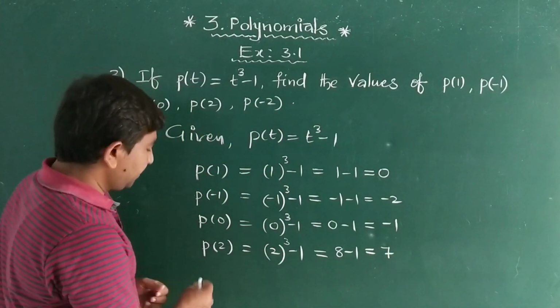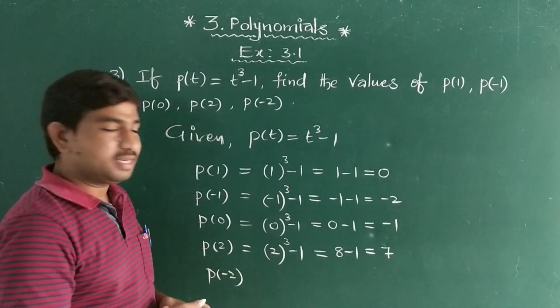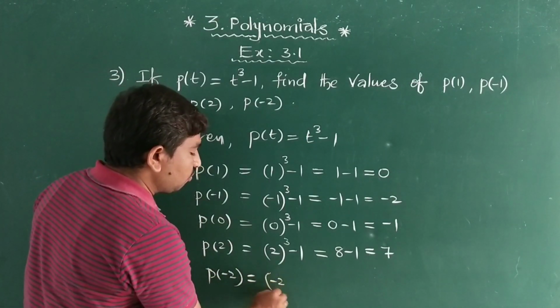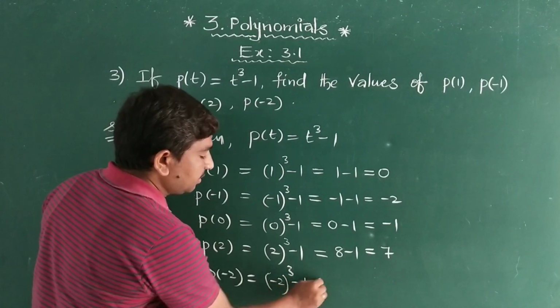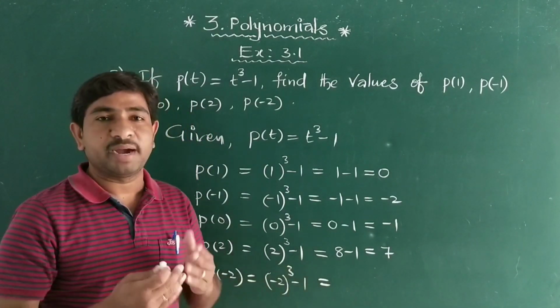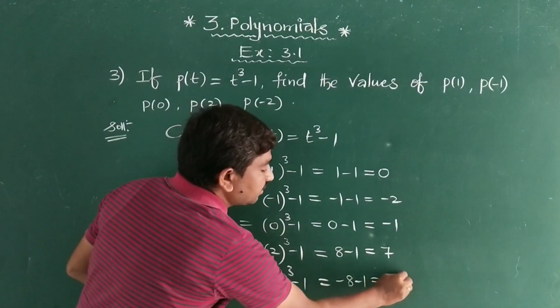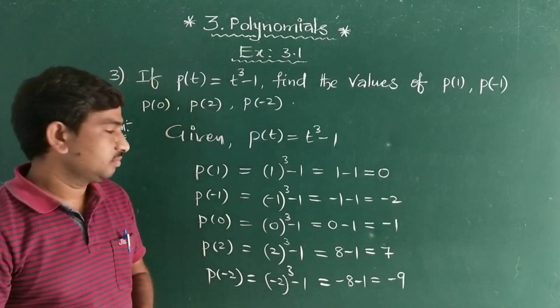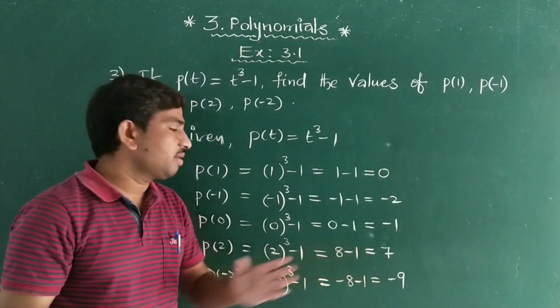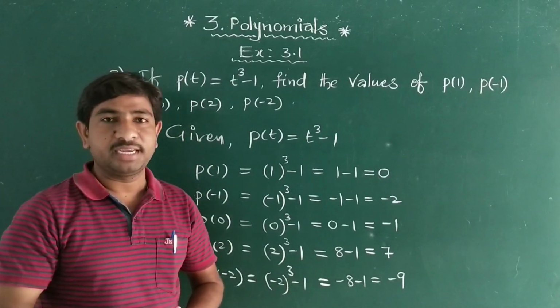And the next, p of minus 2. This is the last one. So minus 2 whole cube minus 1 is equal to. Minus 2 whole cube gives the minus symbol only, so that is minus 8 minus 1. Final answer: minus 9. So this is the answer for the third bit.